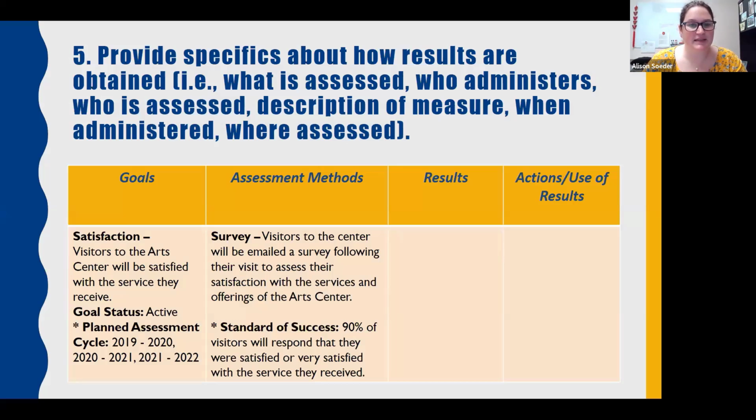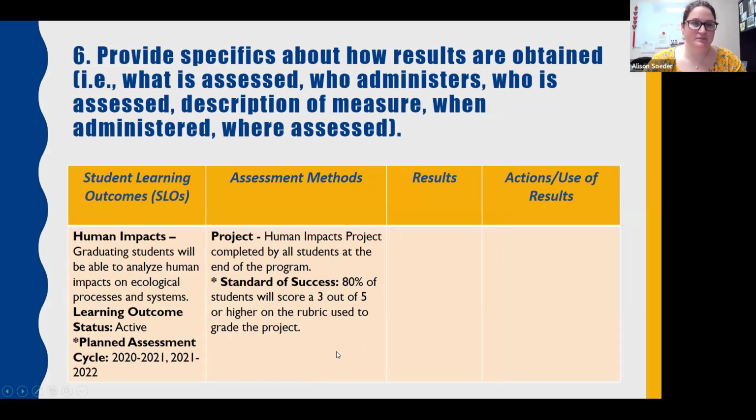So, example 6. All right, so we're looking at the same rubric item, but now we're looking at this for student learning outcome. So keeping in mind that we want to know this assessment method information of what's assessed, who administers, who's assessed, etc. We're looking now at a project. So human impacts project completed by all students at the end of the program. Our standard of success is 80% of the students will score a 3 out of 5 or higher on the rubric used to grade the project.